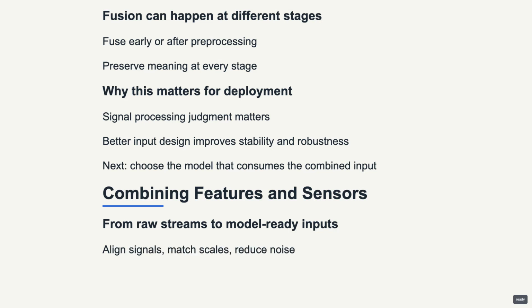The first discipline is choosing only the signals that matter and making them comparable. On edge devices, that matters even more because readings arrive at different rates, can be missing, and can drift far outside the range you saw during testing.